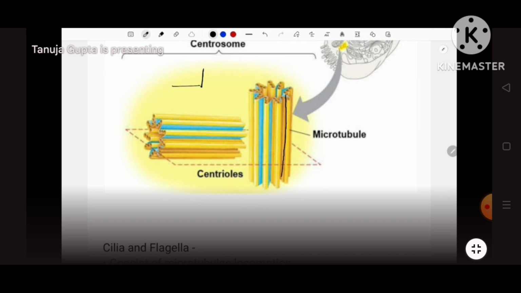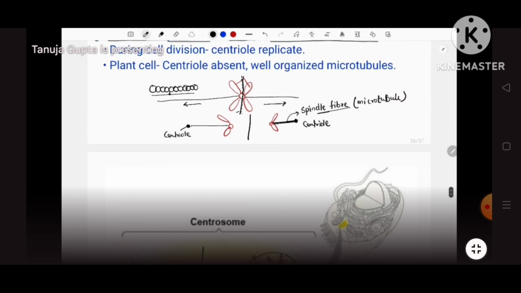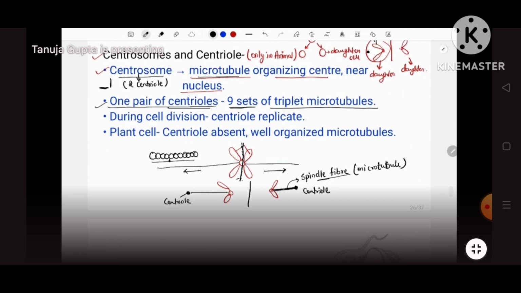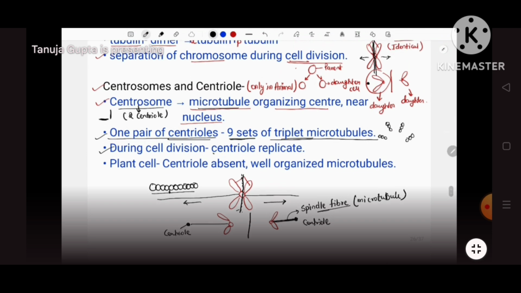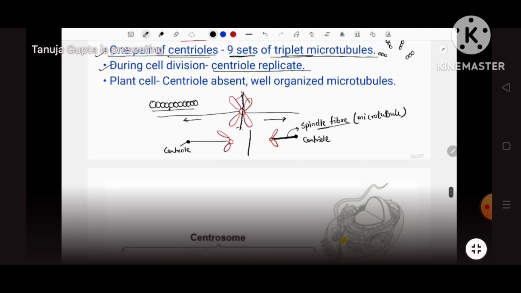This is a long tube-like structure, and if we see its cross section, it's simple, we just make a cross over here and make a section. In the cross section, there are 9 places: 1, 2, 3, 4, 5, 6, 7, 8 and 9. At 9 places, 3 microtubules are present. Can you see? That is what it is saying: 9 sets of triplet microtubules. Now during cell division, the centriole replicates. What happens? This centriole replicates means what?